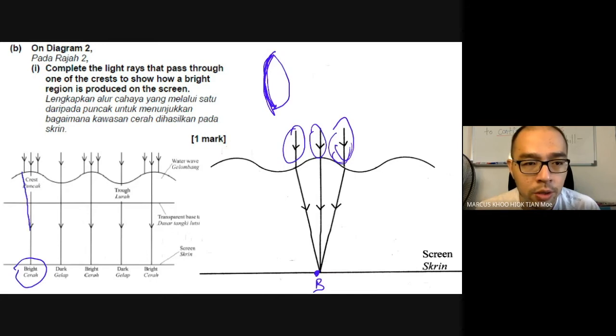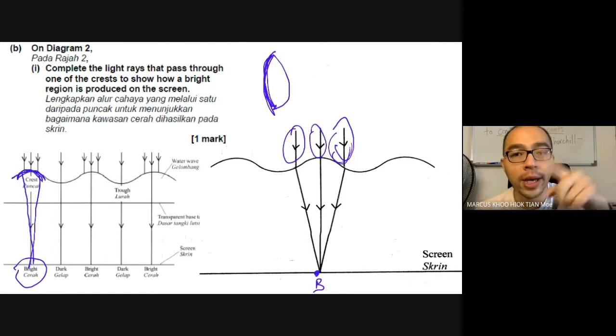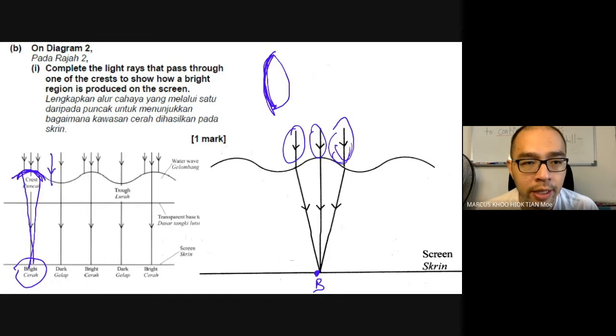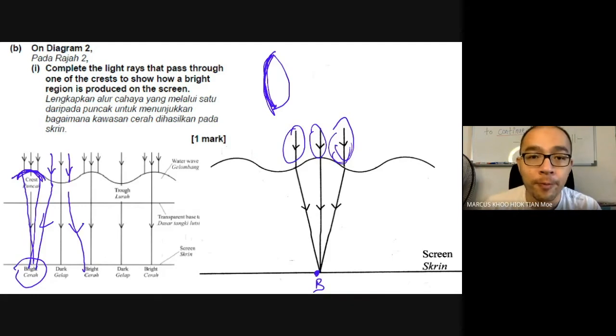So what you draw is you just draw here and you draw here because of the shape of the wave. The shape of the wave like this, going up, it's going to converge in the middle, to show how a bright region is produced on the screen. So the question is, how come this one is dark? Let's say I have another two rays over here. This ray is going to go out here and this ray is going to go out here. It's going to spread out.